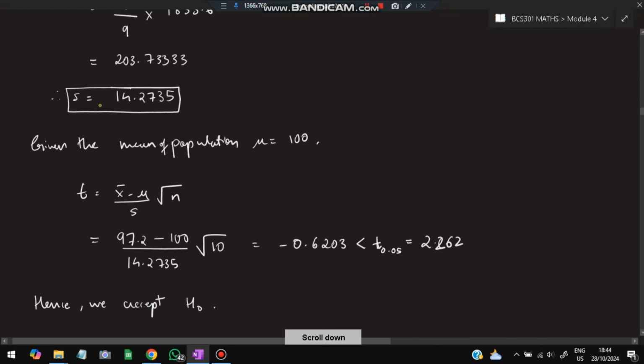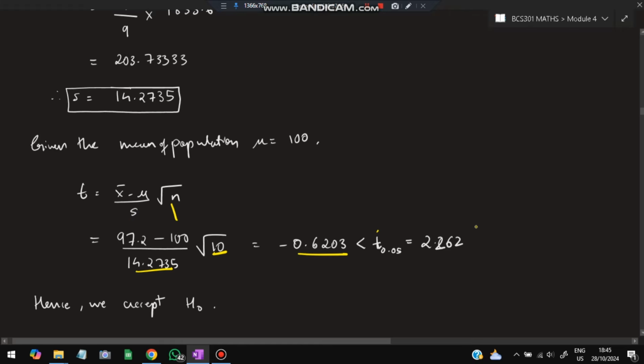Now after you have found the s value, the next step is to find the t value. The t formula is this one. Substitute whatever we have here. We have the x bar value, the mu value is given in the question, and s we calculated here. N value is 10. Substitute, you will get an answer of minus 0.6203.